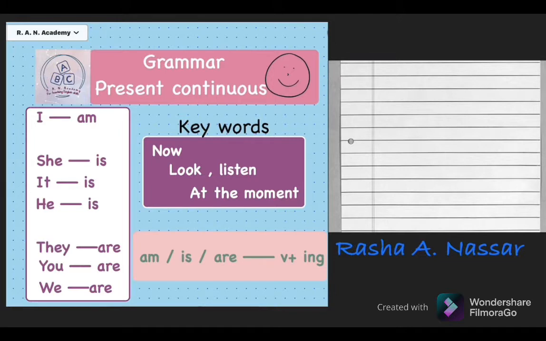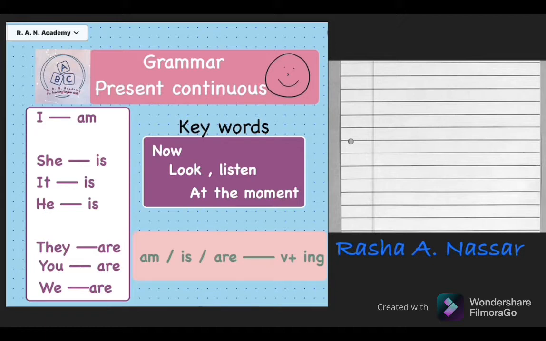Today we will learn how we can write sentences with present continuous tense, and we will answer some exercises together. But first we should know, what do we mean by present continuous? Present continuous tense is when you are talking about something which is happening now, or at the moment. So for example, now we are learning how to use the present continuous tense.